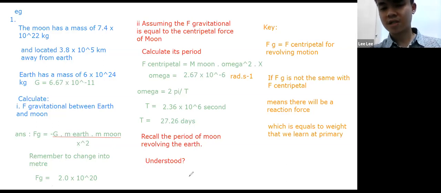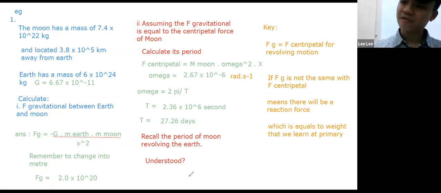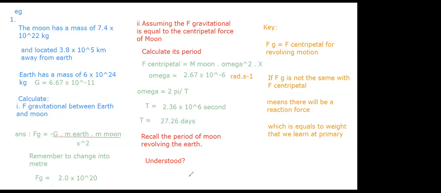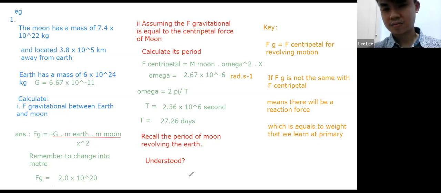You change to days. You remember at primary, from the dead moon to the full moon, I mean for one cycle, it has to be 28 days, right? If you remember, the period of the moon revolving around the earth is approximately 27 to 28 days. Now I'll give you time to calculate the gravitational force and the centripetal force first. In case you cannot get the same, you can ask questions before I continue.